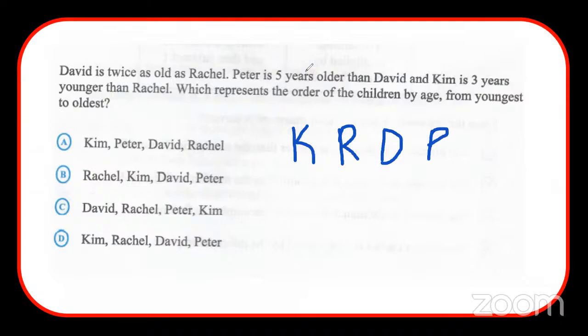Sorry. So here we see that Peter is 5 years older than David. So Peter is older than David. David is twice as old as Rachel. That means David is older than Rachel and Peter is older than David and Rachel. Kim is 3 years younger than Rachel. That means Rachel is 3 years older than Kim. And so we have it in this order where Kim is the youngest, then Rachel, then David, then Peter. So our correct answer is D.